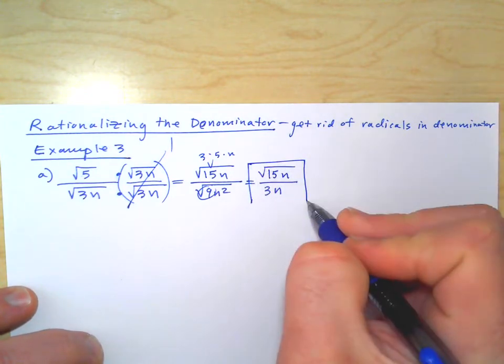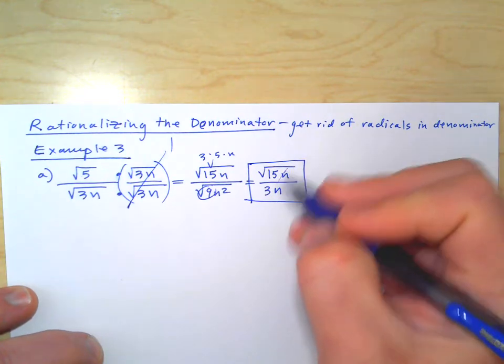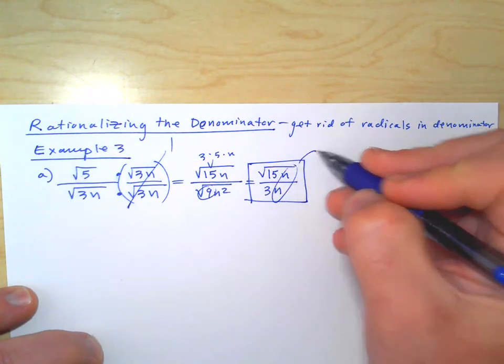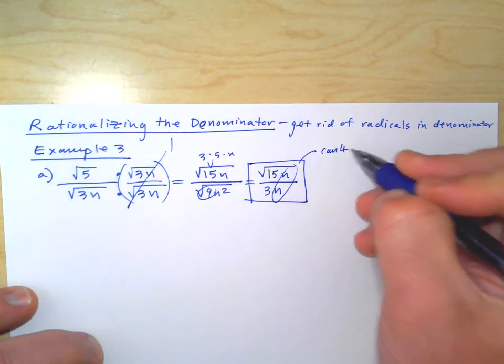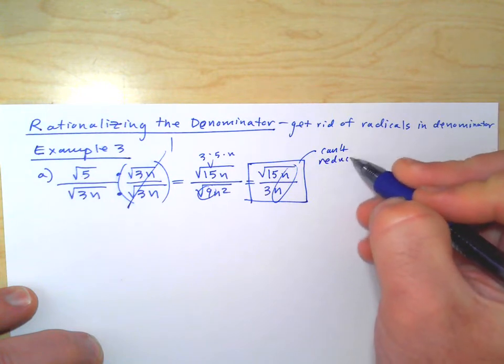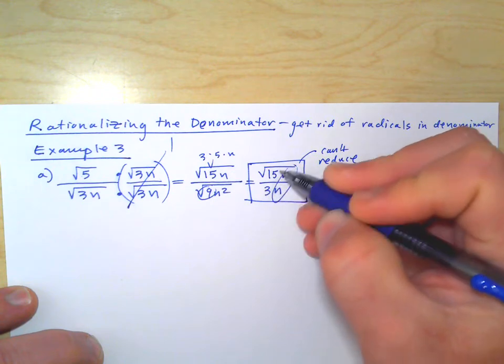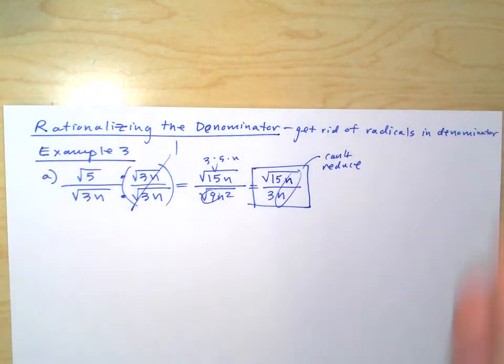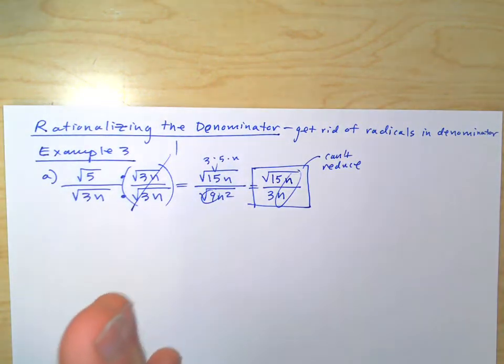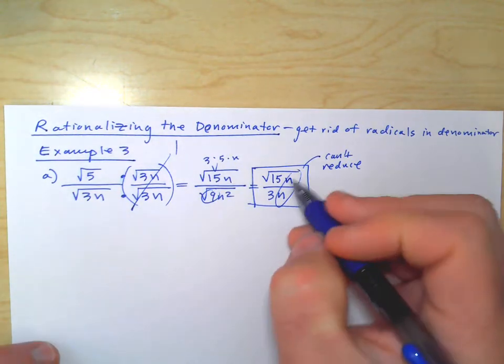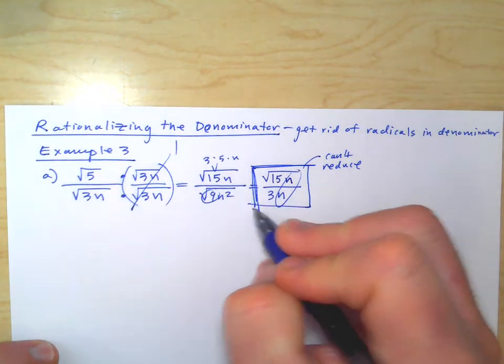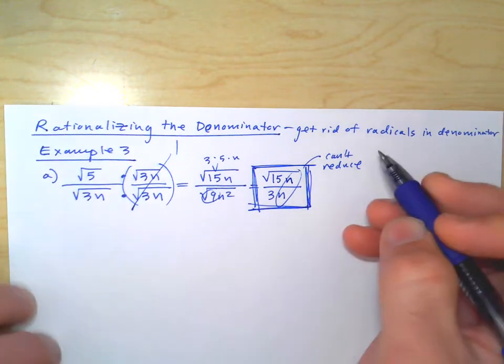Now, what some people are going to be tempted to do is reduce these n's, but you can't reduce these because one's inside a square root and one isn't. Same thing with the 3 and the 15. Can't reduce those. When you have some stuff inside square roots and some stuff out in a fraction, you can't reduce those. So this is it. This is the final answer. Do not get rid of the n's. Do not cancel them out.